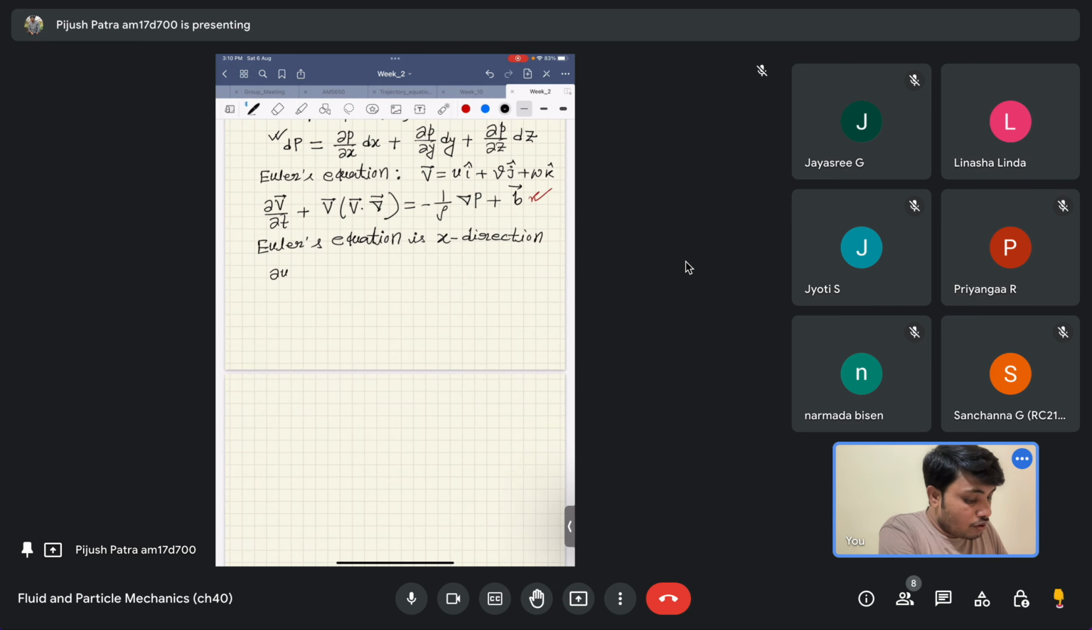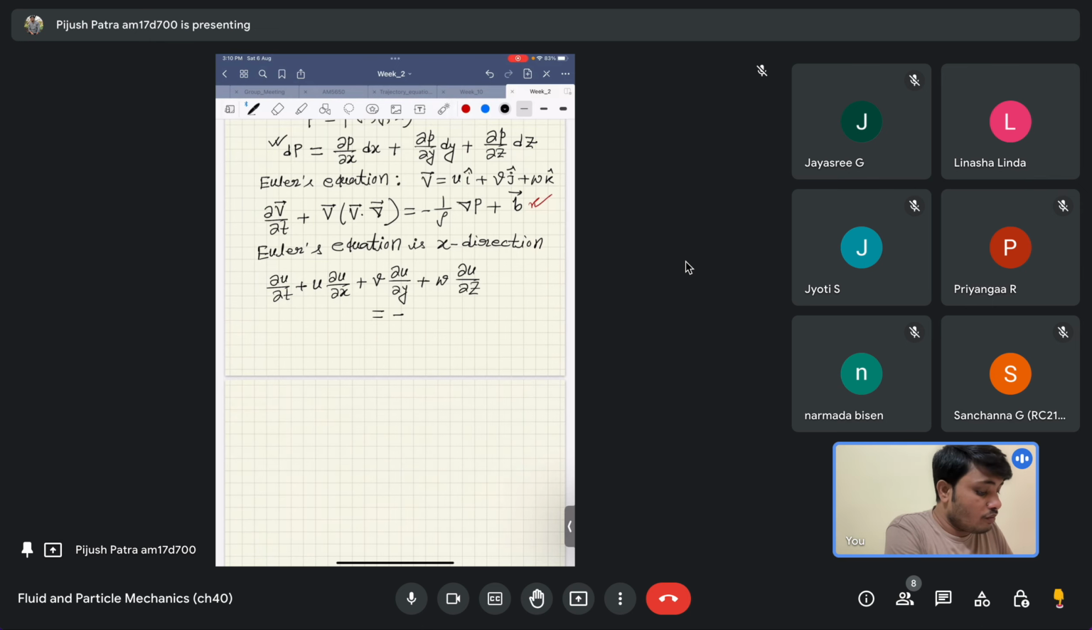It will be ∂u/∂t plus u ∂u/∂x plus v ∂u/∂y plus w ∂u/∂z will be equal to minus 1 by rho ∂p/∂x plus some body force, like the body force in the x direction, which is bx.